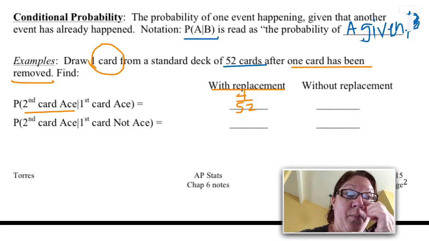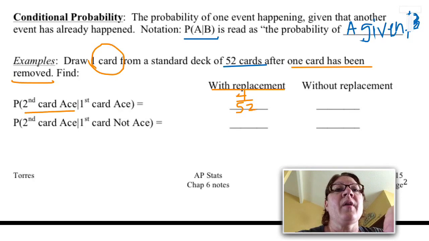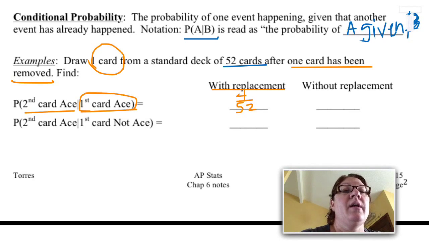Versus if I don't put the card back and I got an ace, so here's the condition that I did in fact get an ace. Now there's only 3 aces left because I already have one out, and it's out of 51 because I have a card out. So you can see how the probability is different with replacement and without. That's because the without replacement, the probability is dependent.